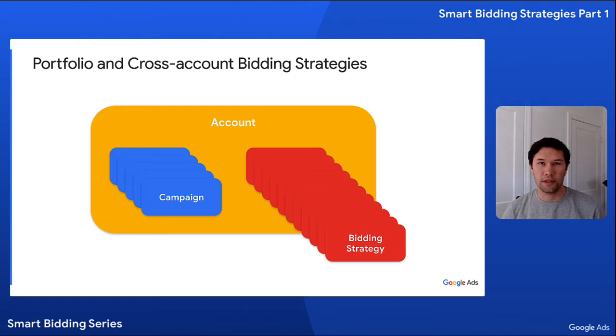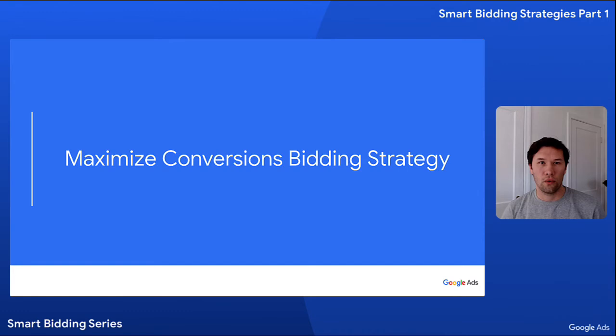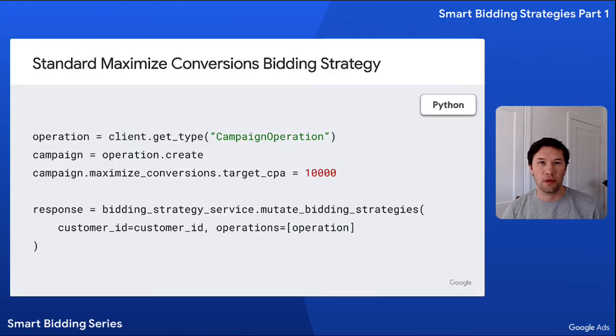Now, let's set up some bidding strategies, starting with MaximizeConversions. One caveat before I show some examples. Before you can set up a MaximizeConversion strategy, you'll need to have conversion tracking set up and enabled in your account. If you don't recall, I covered how to do this in episode 1 if you want to go back and watch that episode.